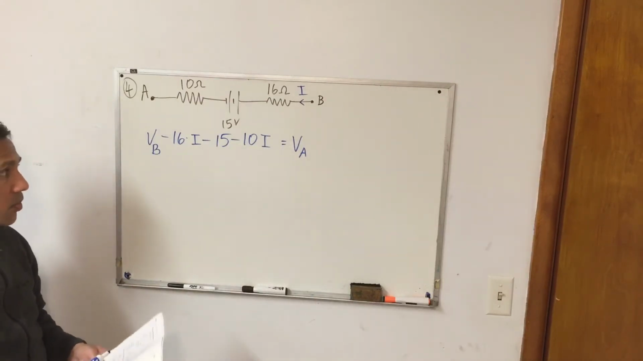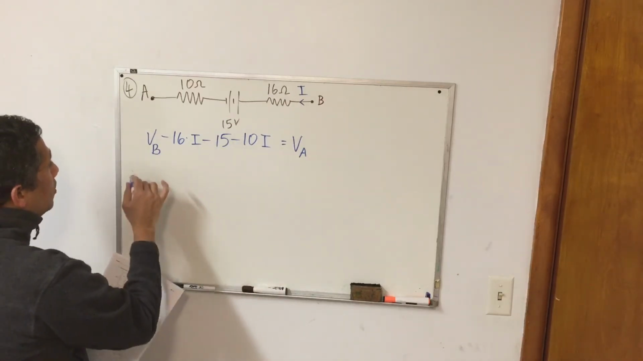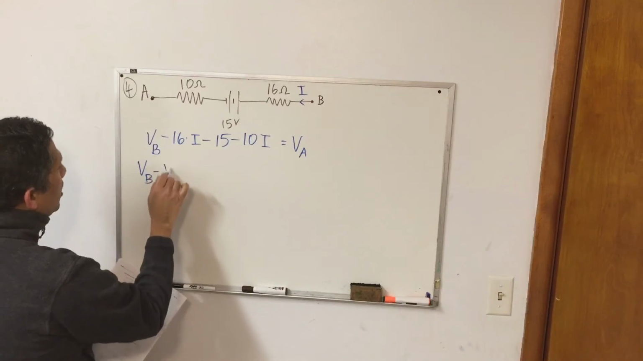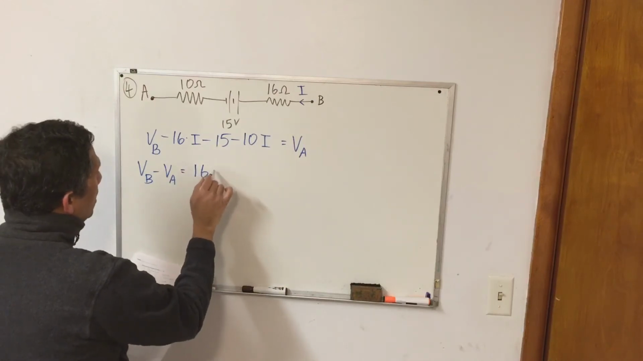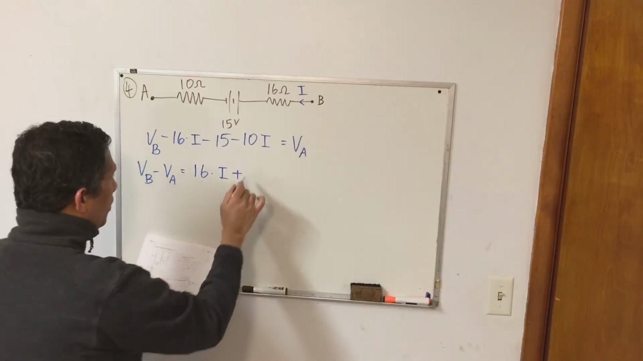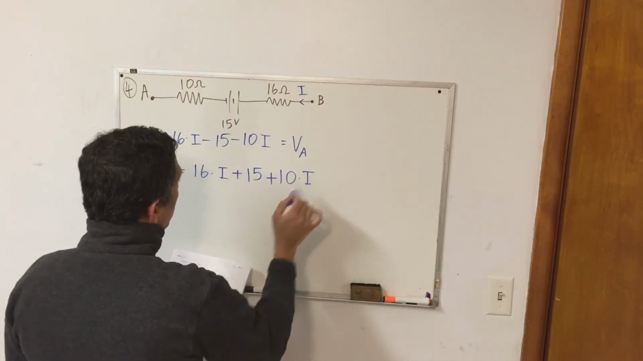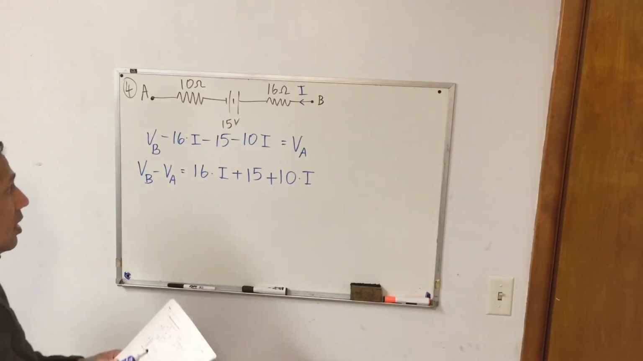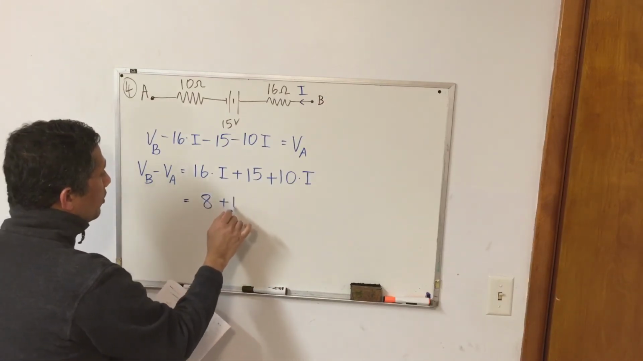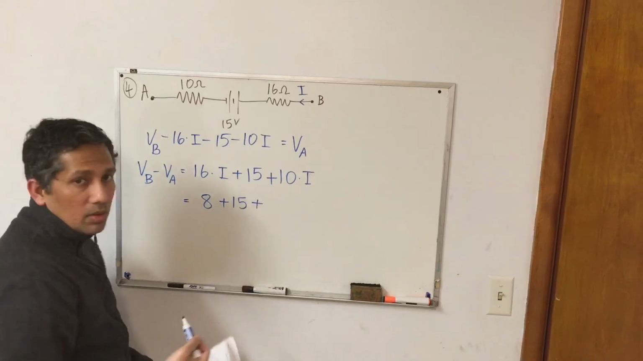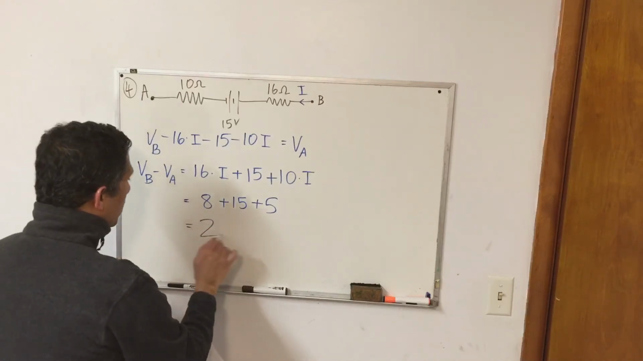But the problem wants you to find out your VB minus VA, right? So I can just rewrite this equation, in which case I find that my VB minus VA is going to be equal to 16I plus 15 volts plus 10 times I. You can use the value of I, which is 0.5 amperes. So 16 times 0.5 is going to be 8 volts plus 15 volts plus 10 times 0.5, which is 5. So VB minus VA is going to be 28 volts.